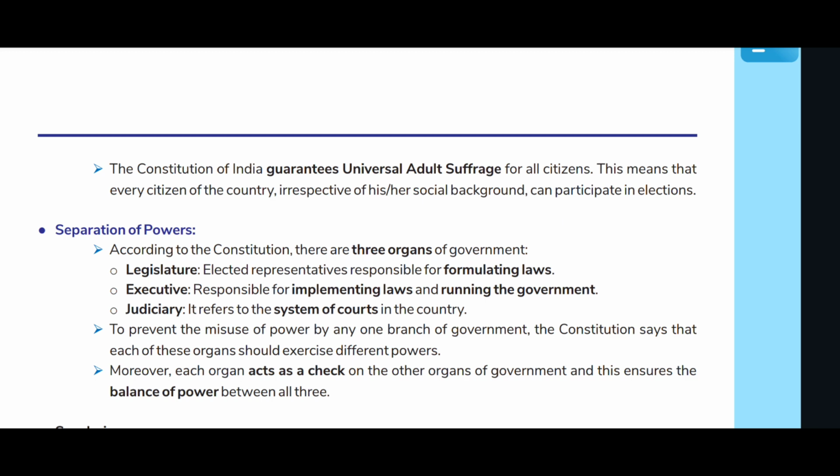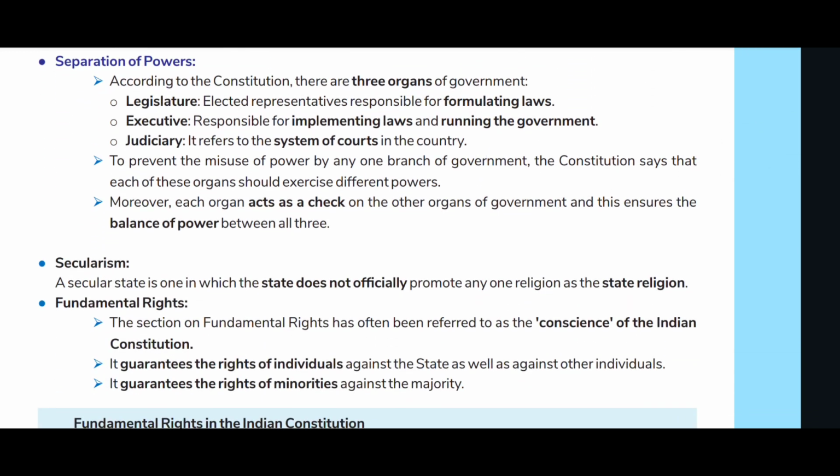Separation of powers. According to the Constitution, there are three organs of government: legislature, executive, and judiciary. Legislature. The legislature are the elected representatives responsible for formulating laws. Executive. The executive are responsible for implementing laws and running the government. Judiciary. It refers to the system of courts in the country. To prevent the misuse of power by any one branch of the government, the Constitution says that each of these organs should exercise different powers. Moreover, each organ acts as a check on other organs of government. This ensures the balance of power between all three.